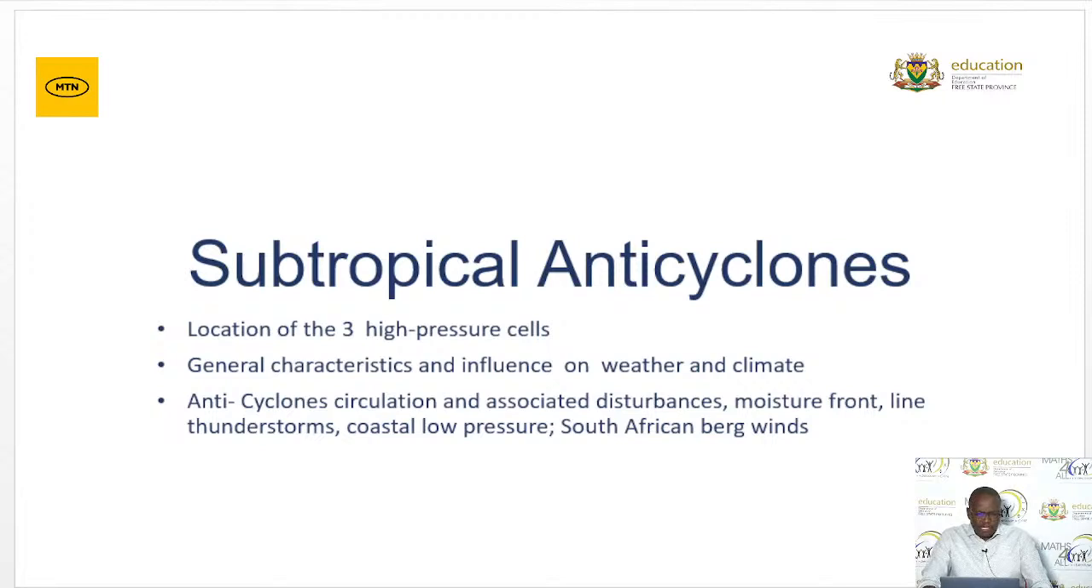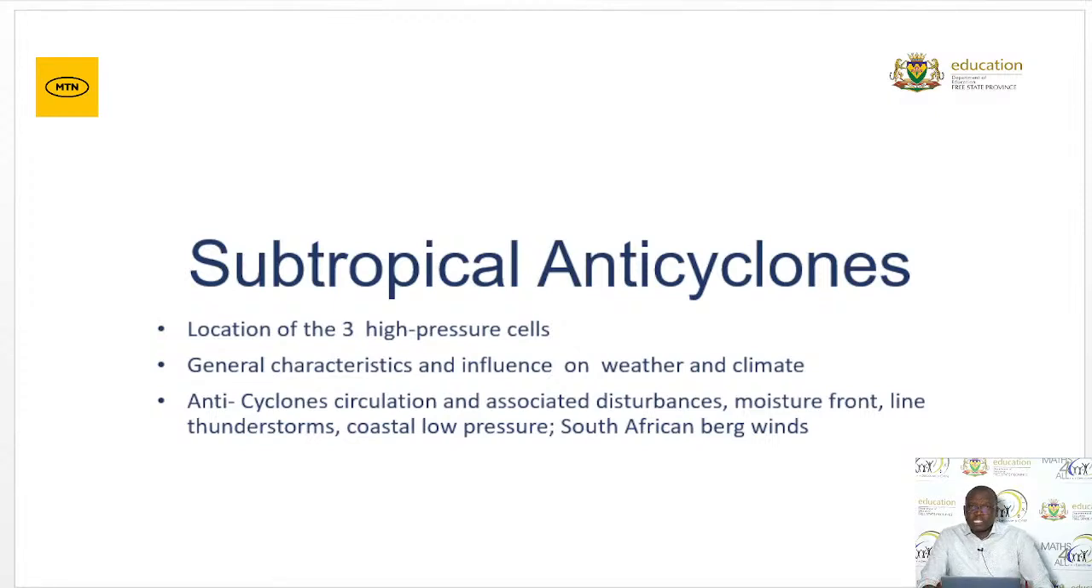General characteristics, the influence on the weather and climate. General characteristics, because remember, when we're talking about anticyclones, we're talking about high pressure. So what is the general characteristic of high pressure? High pressure is cold air, and cold air sinks. So those are one or two characteristics that we can mention there. The rotation of that anticyclone obviously will be anti-clockwise when it subsides to the surface. So that means you must be able to explain that.